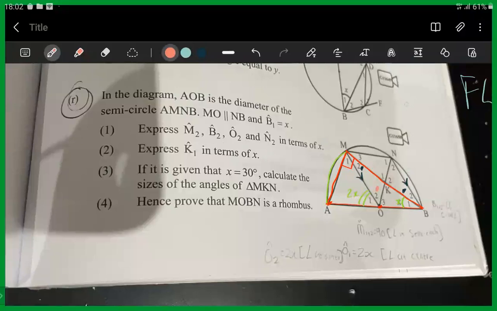And then we have, what is this? O2 and N2. O2 and N2 are equal again because of alternating angles. So this one is not a difficult exercise because we technically only have to get two sets because the other ones are equal to each other. So if we get O2, we get N2 already. If we get B2, we get M2 already. Do you get it? So we don't exactly have a difficult task here.